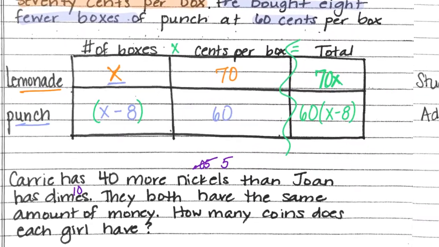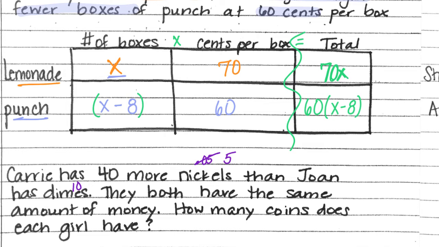Well, we have Carrie and Joan. So I'm going to write that over here. We have Carrie and Joan, and we know that Carrie has 40 more nickels than Joan. Then Joan has dimes. So if I called Joan J, and I called Carrie 40 plus J, or J plus 40, because she has 40 more nickels than Joan has dimes. So I'm going to write Carrie has 5 cents, Joan has 10.